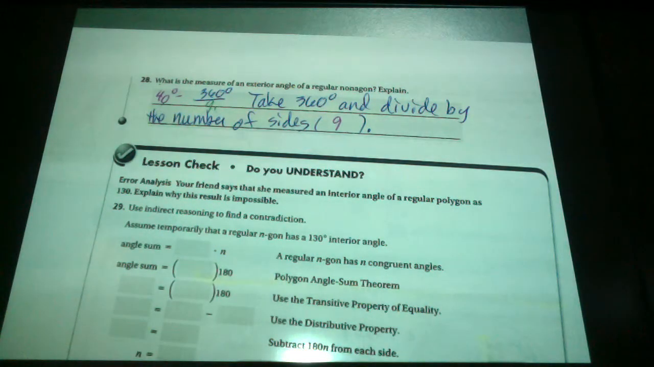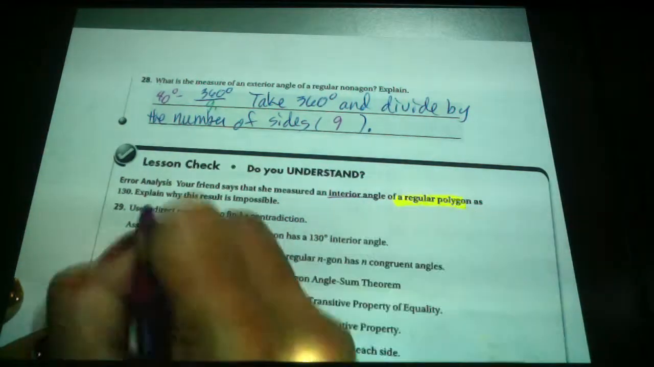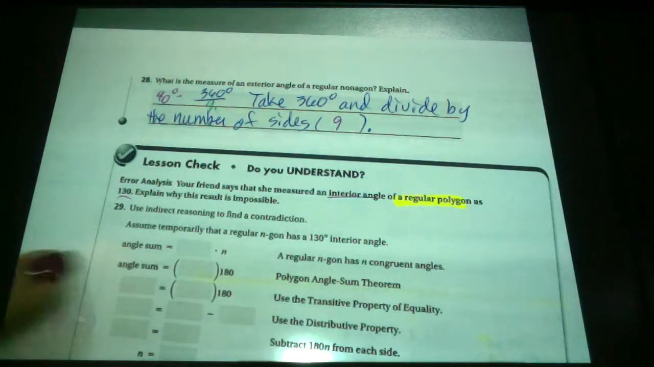So the last thing that we're going to do is the lesson check. So, error analysis. Your friend says that she measured an interior angle of a regular polygon. It's important that you note that they mentioned it's a regular polygon. What do you know about regular polygons? All interior angles, all exterior angles, and all sides are equal. And so he or she found it to be 130 degrees.